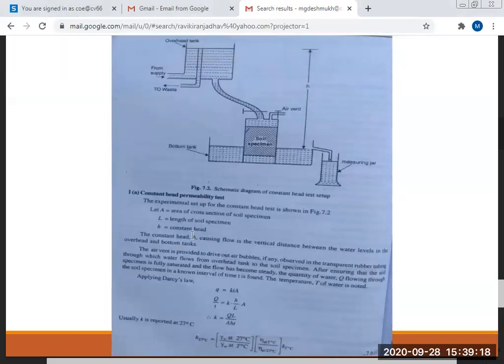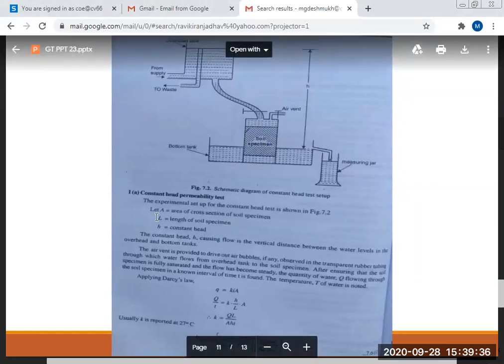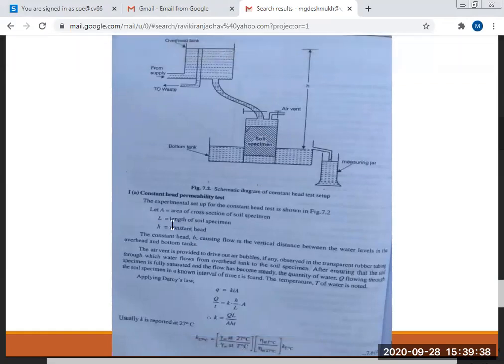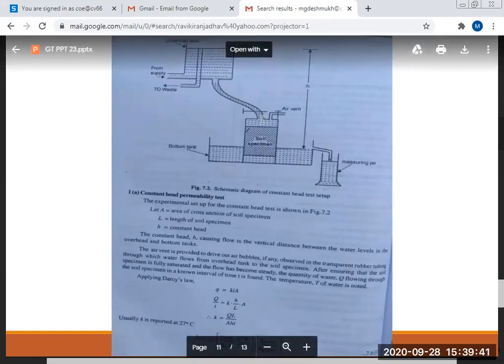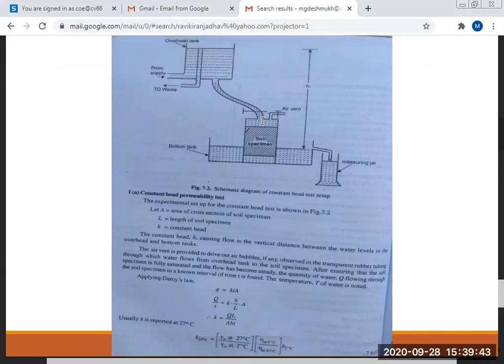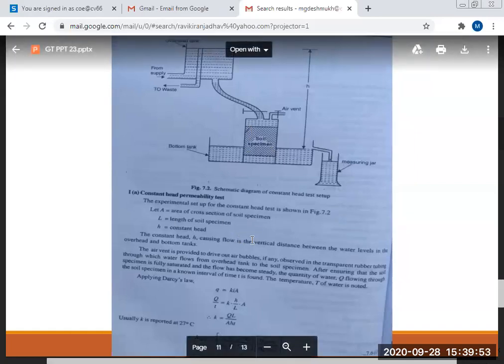Now what are the things given here? Let A be the area of cross section of the soil specimen. Whatever soil specimen you prepare, you have to take the soil and keep it in that cylinder. The cross section area of that specimen is taken. It is capital A, the cross section area of that specimen. L is the length of the specimen. From here to here, whatever height is there, that is called the length, the length of the specimen.